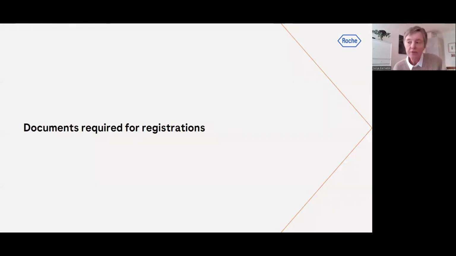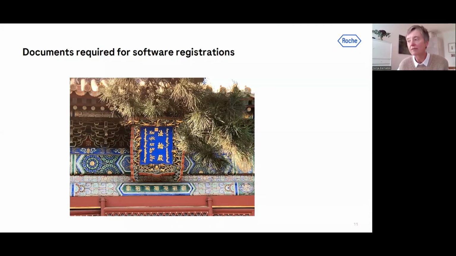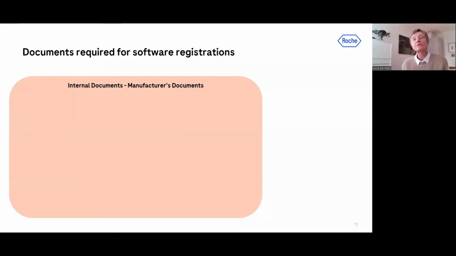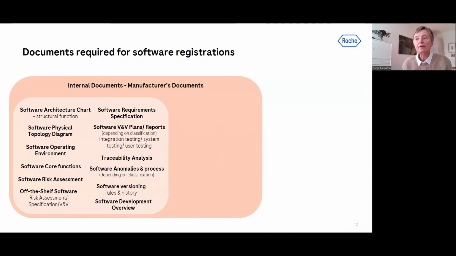So what are the documents required for registrations? And I just want to give you here a very brief overview. So you need to have certain internal documents, so-called manufacturer's documents. And when you look at that list here, you will find many documents that are mentioned also in the IEC 62304, or that you know maybe already from FDA submissions.